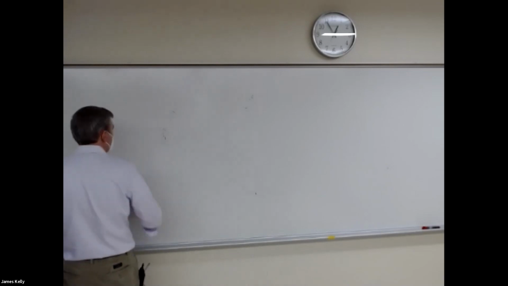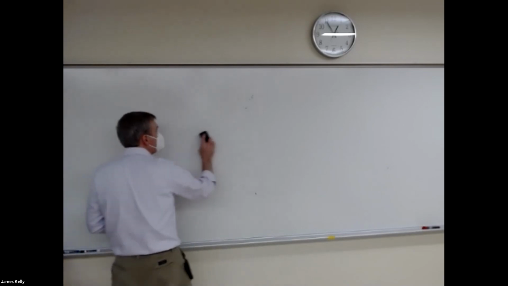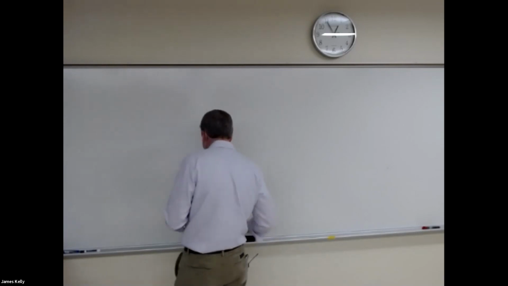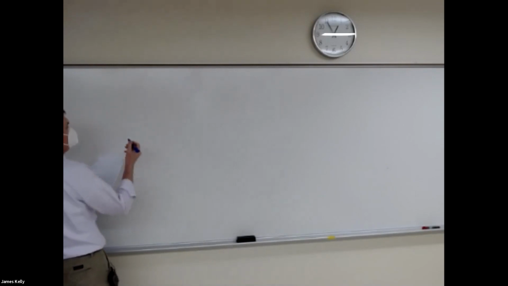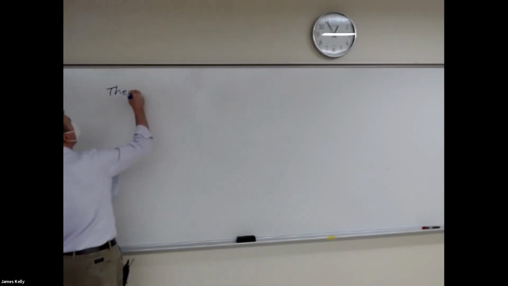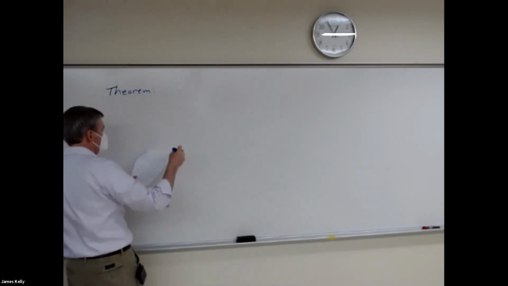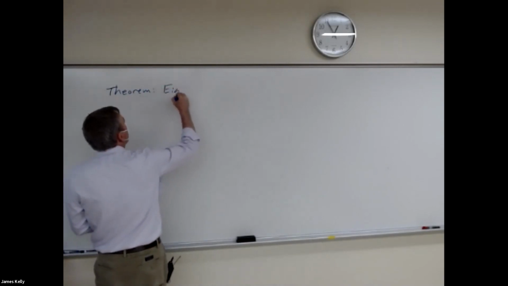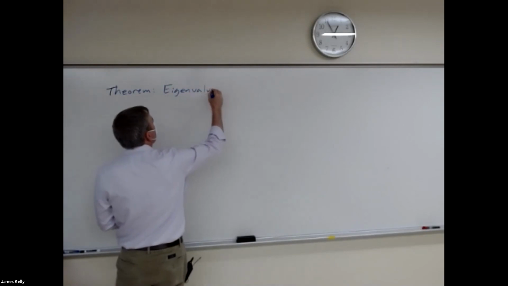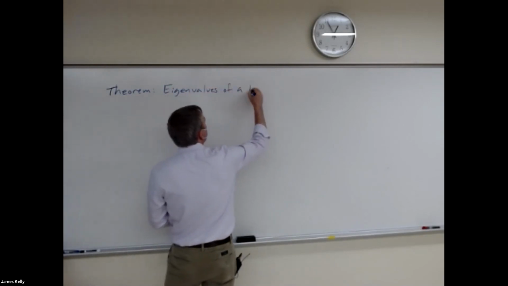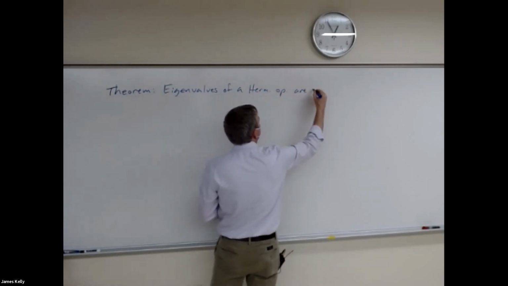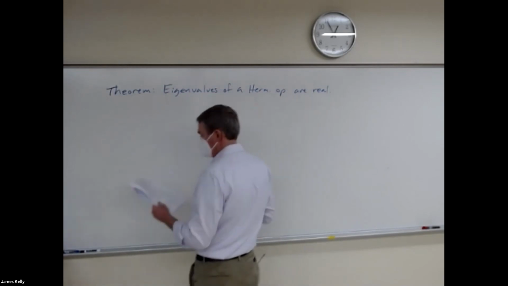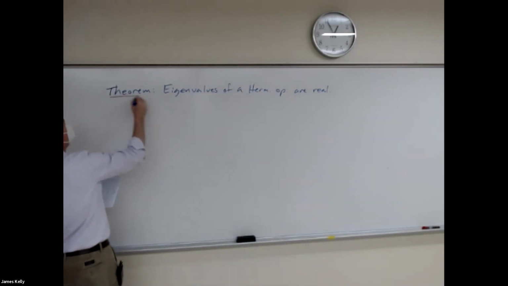And you should know this proof. So write it down, think about the steps. One of the steps doesn't make rigorous sense. We can talk about how to refine that step further. Okay, so our theorem: eigenvalues of a Hermitian operator are real. And here is the proof down here.